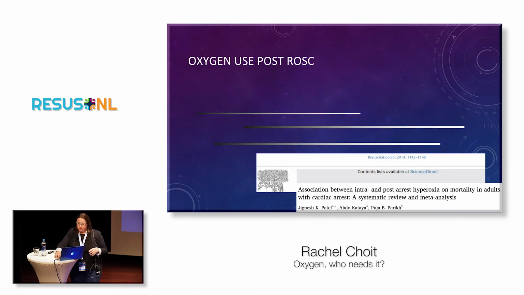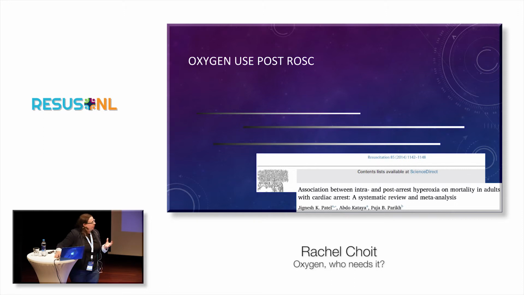So oxygen use post-ROSC. Well, lots of studies have looked at this, and they've shown that after you've been resuscitated, if you remain hyperoxic, you have a worse outcome. Recently, this year, the last study was a meta-analysis that incorporated all these studies that have been done over the years and looked at both intra-arrest and post-ROSC hyperoxia. And they showed that intra-arrest hyperoxia is associated with a better outcome, while post-arrest hyperoxia is associated with a worse outcome. So you need to turn the oxygen up and then turn it down, was the conclusion that came from that.